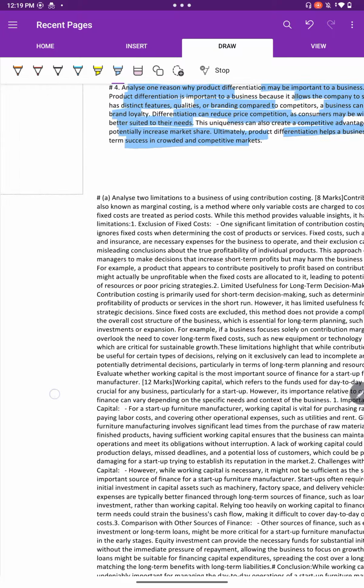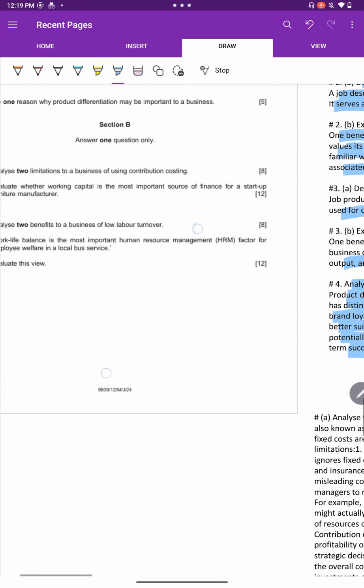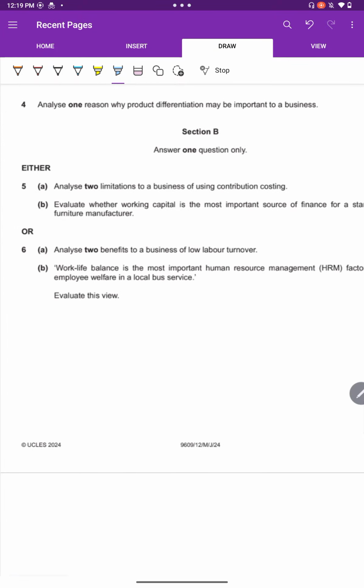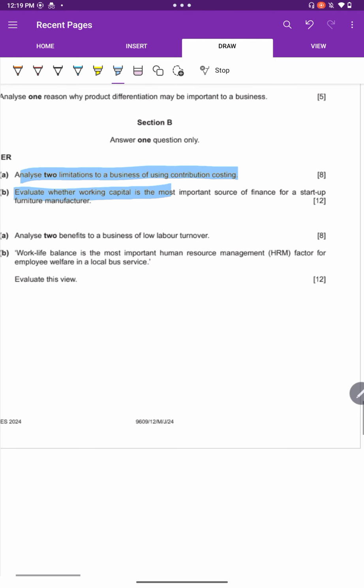Okay, so now we are going to see the next question. Question number 5. Analyze two limitations to a business using contribution costing. Evaluate whether working capital is the most important source of finance for a startup furniture manufacturer.